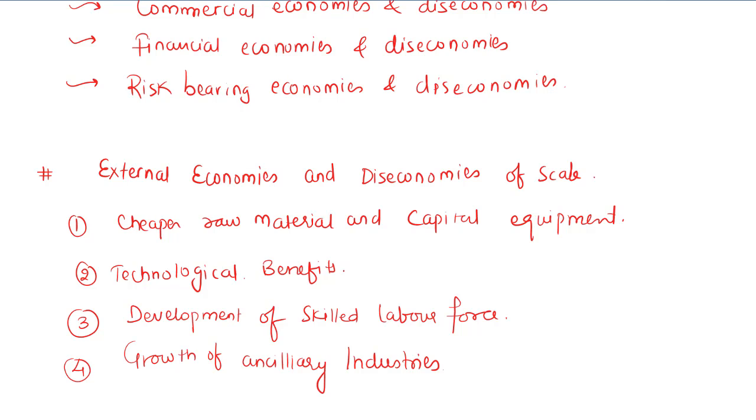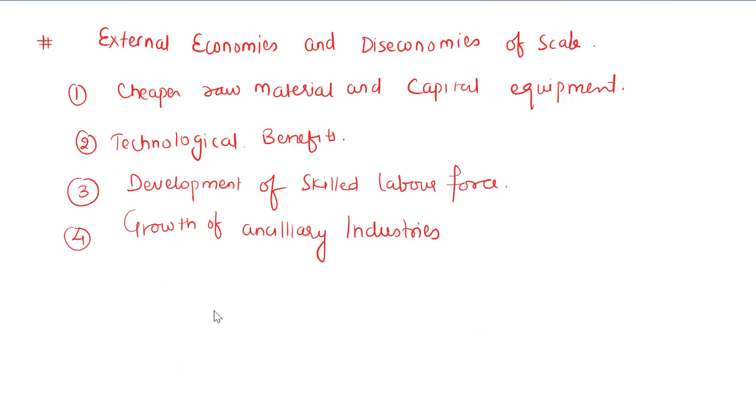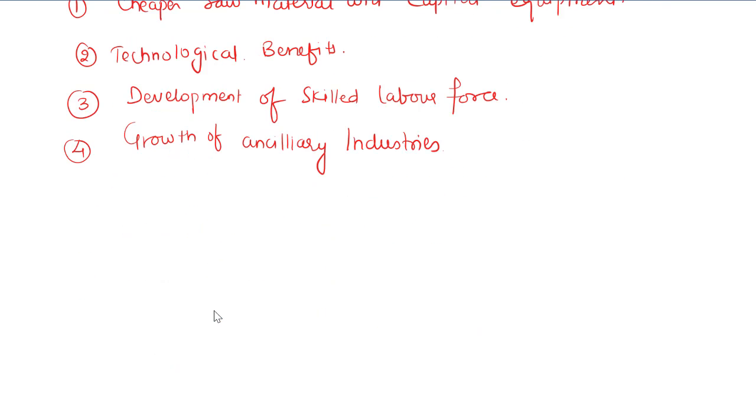What is the benefit of these industries? They process the waste product of the industry and make some useful products out of it. So you can say that the recycling process also happens over here in ancillary industries.